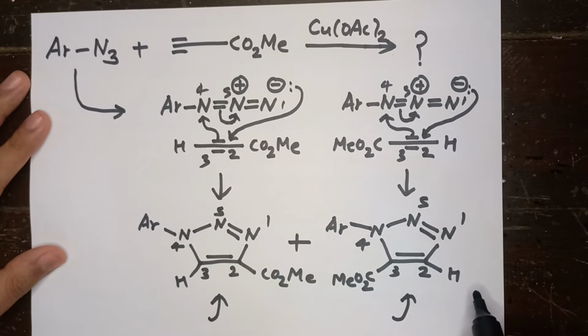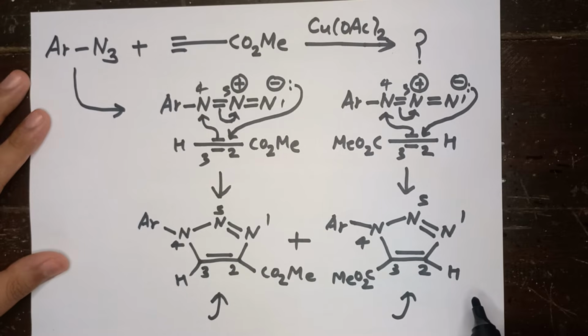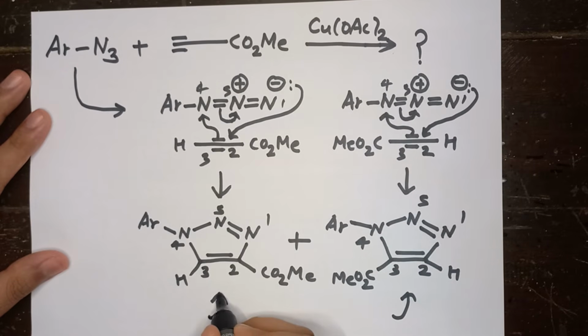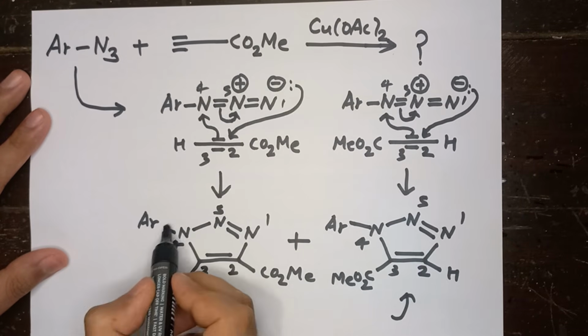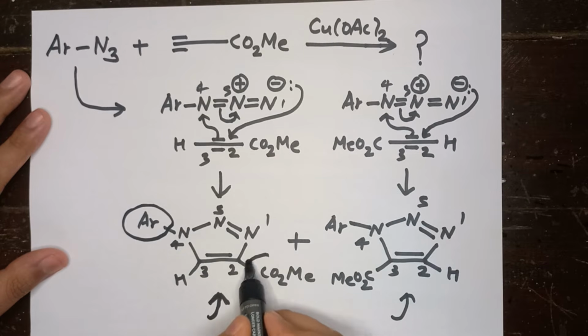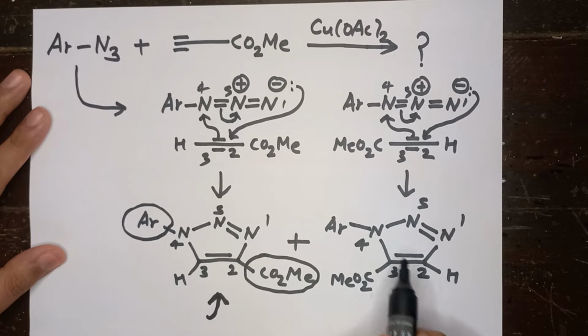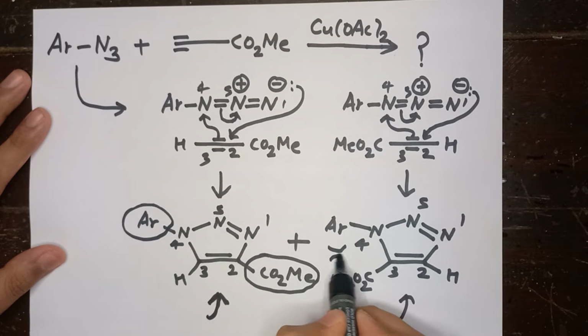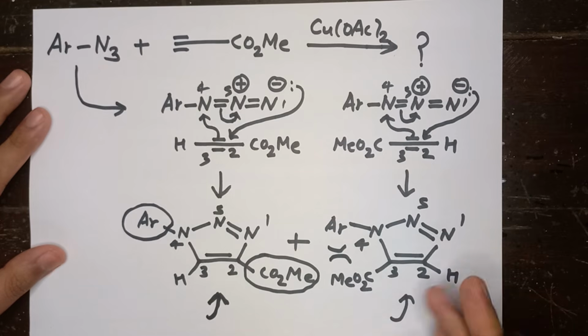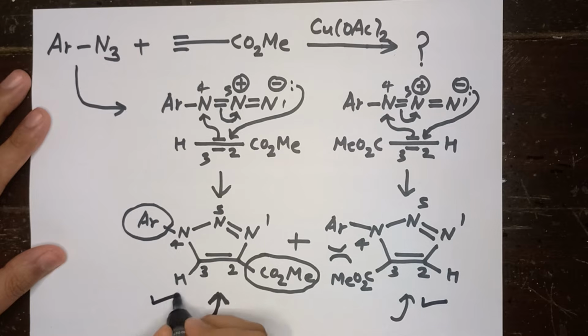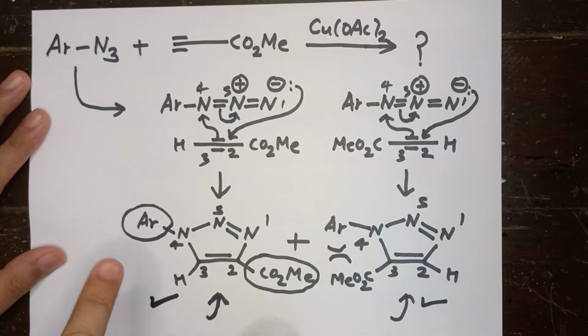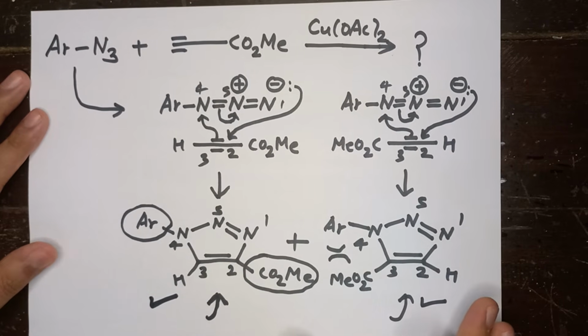And now you know which one is going to be the major product. The major product will be this one, simply because the Ar group and the CO2Me are far from each other. So that's all you have to look at. This one is going to be the minor one simply because Ar and CO2Me are close to each other, causing hindrance to the system. That's why this is the minor and this one is the major product, where two R groups are sitting far from each other.